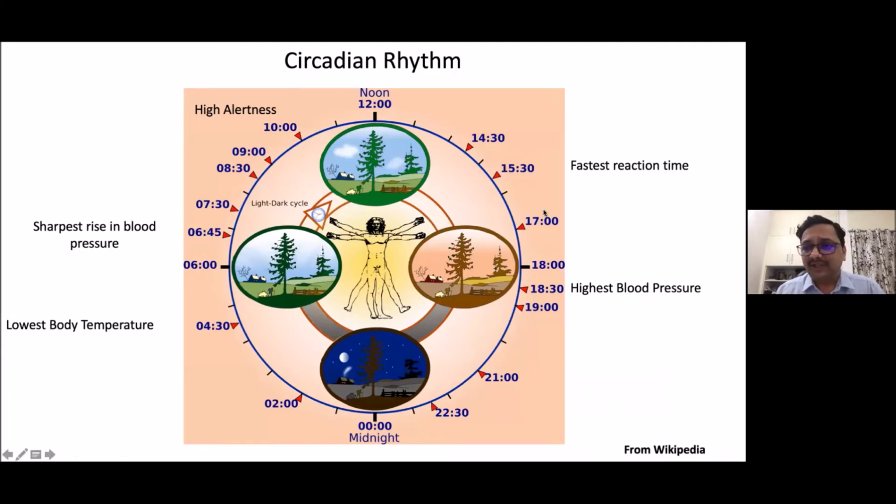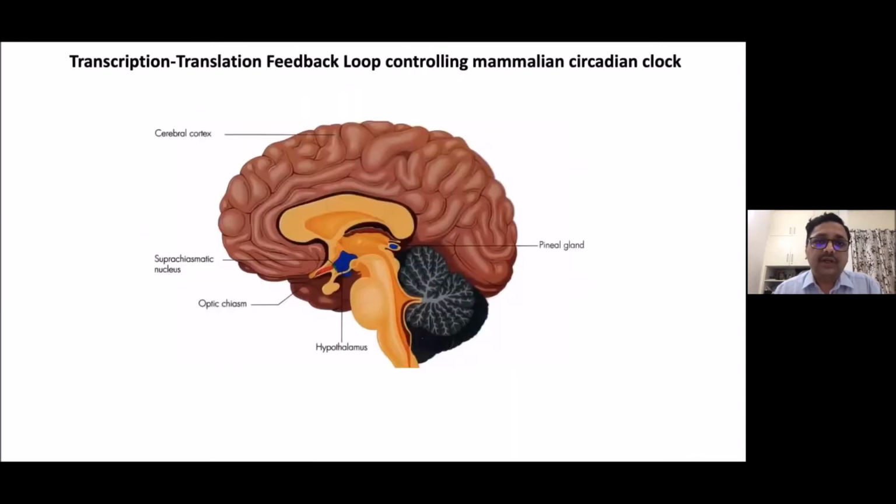So we, for example, have fastest reaction time sometime in the afternoon, which is actually hard for me to believe. We have lowest body temperature during the morning. We have sharpest rise in blood pressure during the morning. So all of these changes happen throughout our body, in humans and in other organisms as well.